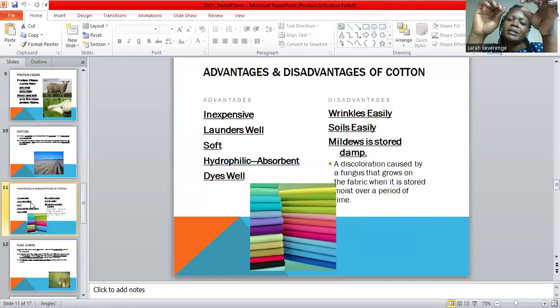The disadvantages are that cotton wrinkles easily, meaning you can't wear it without ironing. It soils easily, and it is not resistant to mildew, meaning when it is damp and you leave it damp, you'll find it has grown mildew.